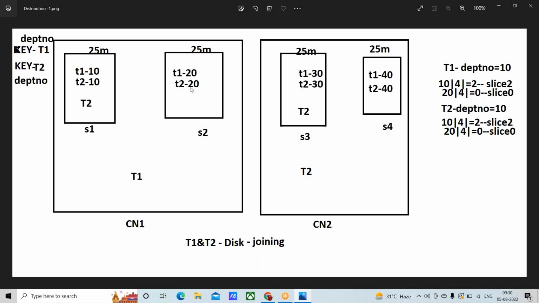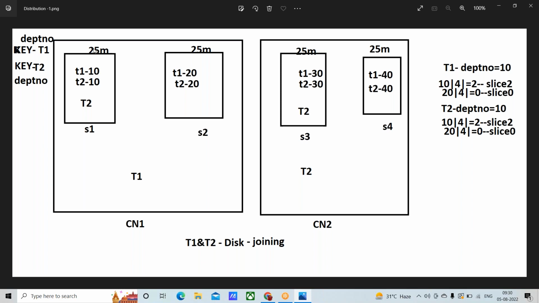I think what I'm going to tell is also already understood, but I'm just revising one more time. If T1 and T2 are not based on the same column, let's say T1 is the employee table, based on employee ID, and T2 is the department table, based on department number. Then T1 will be distributed based on employee ID: 1001, 1002, 1003.